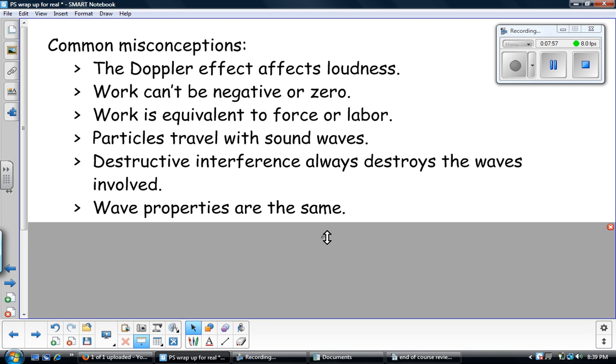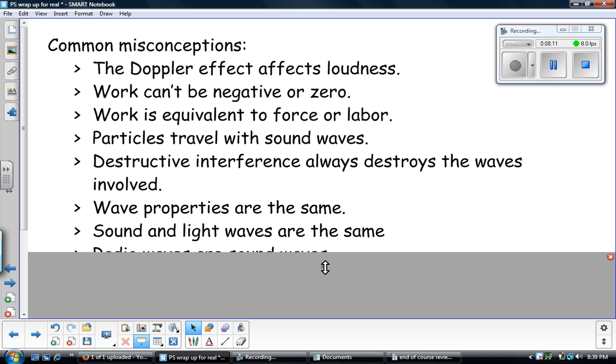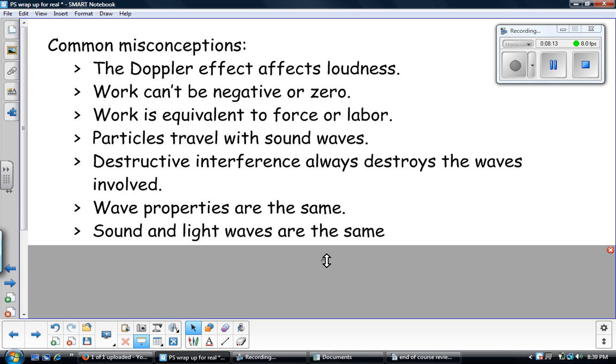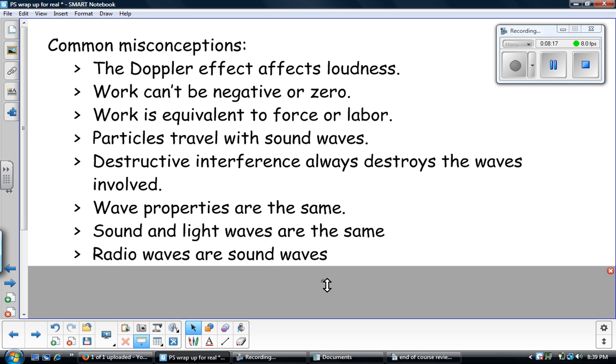Wave properties are the same. No, they're not. You should be familiar with frequency, wavelength, and velocity. The two that are most often confused are wavelength and frequency. After that, frequency and velocity. Sound and light waves are the same. No, they're not. Sound is longitudinal, light is transverse.